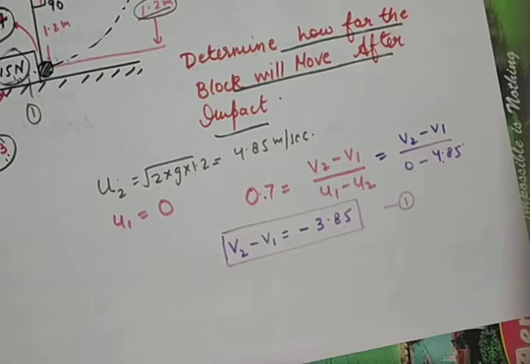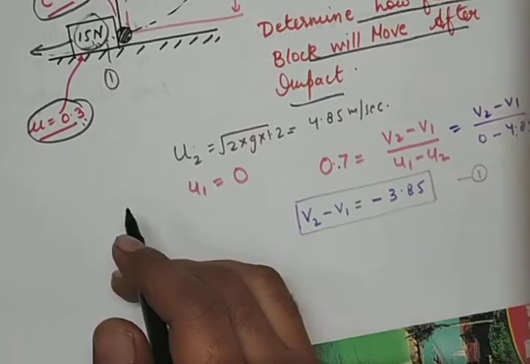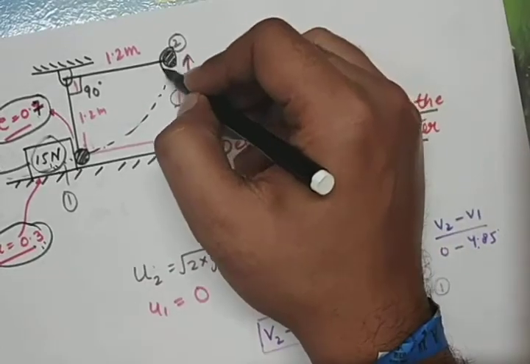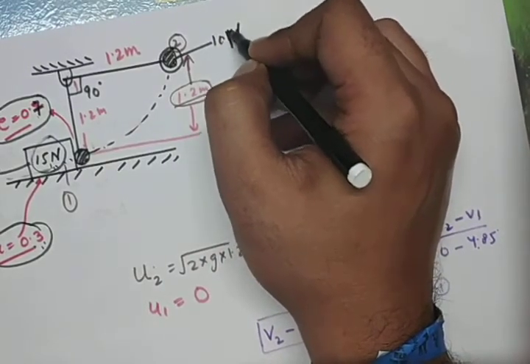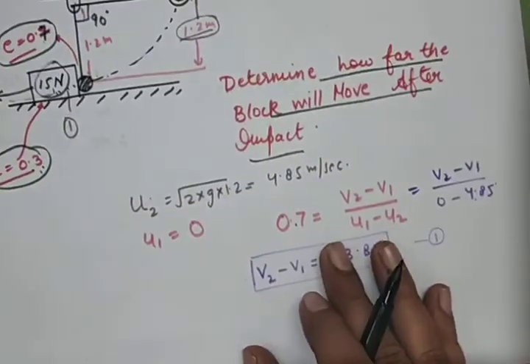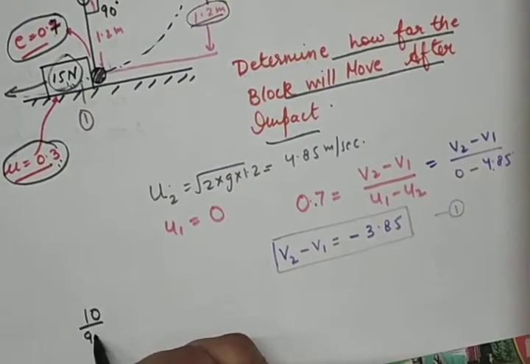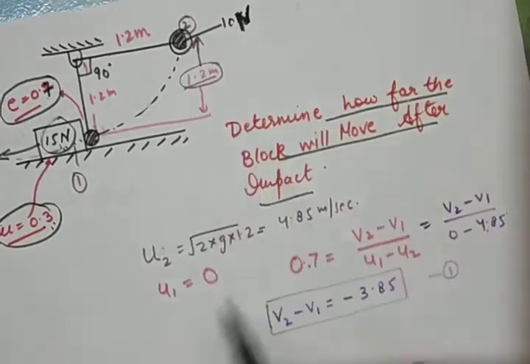Now apply conservation of momentum. Very easy: m1 u1 plus m2 u2 equals m1 v1 plus m2 v2. Also, this block is of 10 Newton. I'm sorry, it is given as 10 Newton. So 10 upon 9.8 will be the mass, and the velocity of this body will be u2.